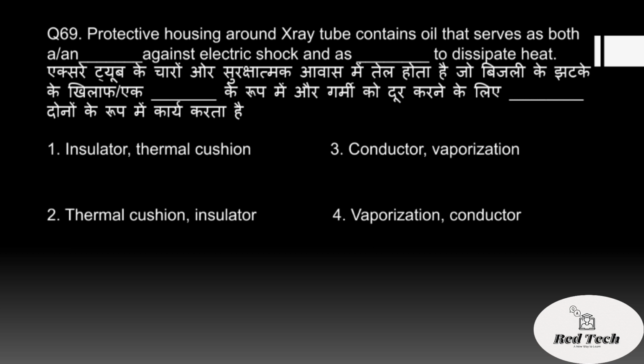So option 1 is insulator or thermal cushion. Option second is thermal cushion or insulator. Option third is conductor and vaporization. Option 4 is vaporization or conductor.